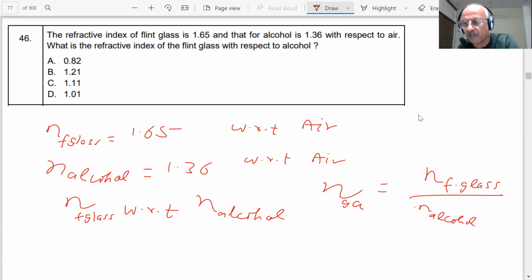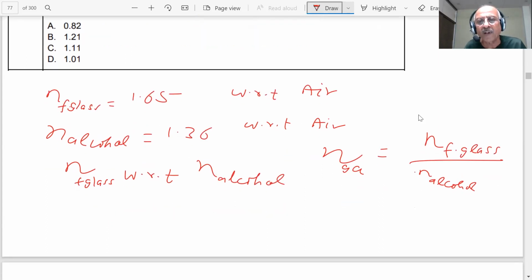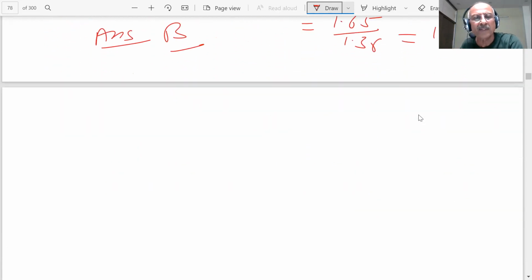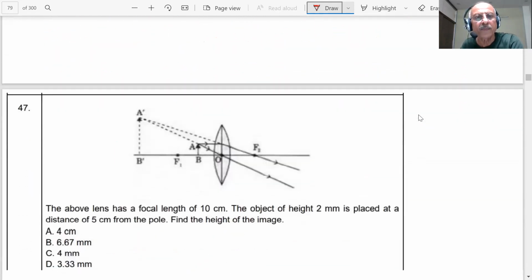I'm not deriving the formulas here because I don't need to do that, but I'm giving you a simple trick. So what is it? 1.65 for flint glass and 1.36 for alcohol. What answer are you going to get? If you divide 1.65 by 1.36, the answer will be 1.21. So the answer is B. All right.